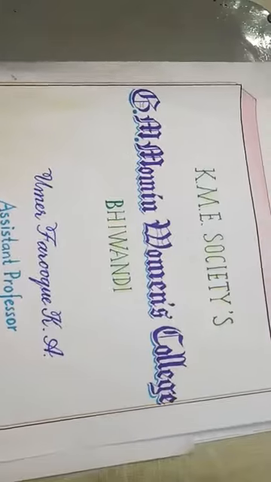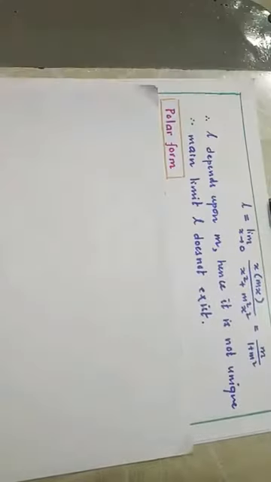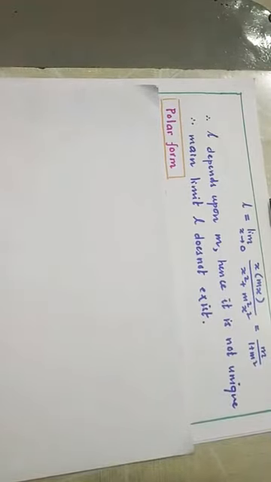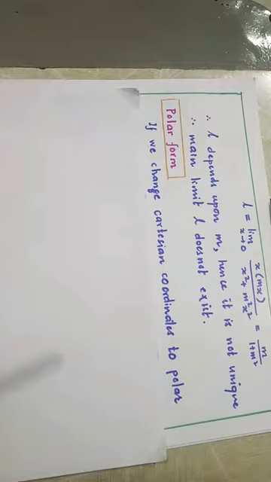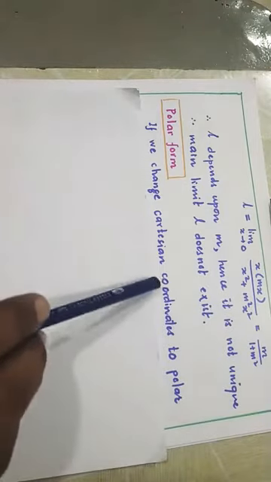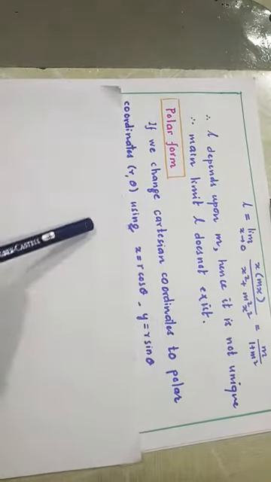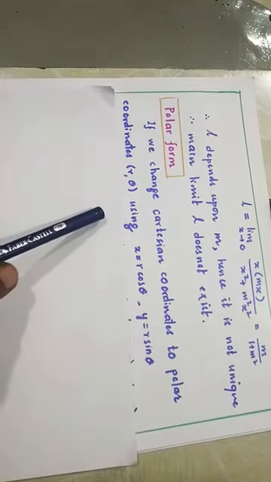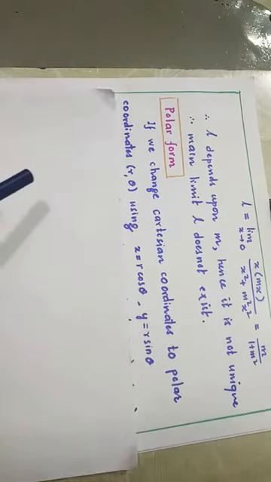In our next lecture, the sixth lecture of SYBSc Mathematics Paper 1, in the first chapter, functions of several variables, we will find the limit of a function of x, y as (x, y) tends to (0, 0) in polar form. If we change the Cartesian coordinates to polar coordinates r, theta using the relations x is equal to r cos theta, y is equal to r sin theta, then what happens?